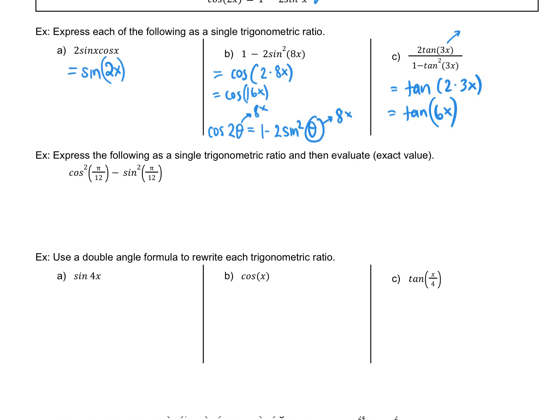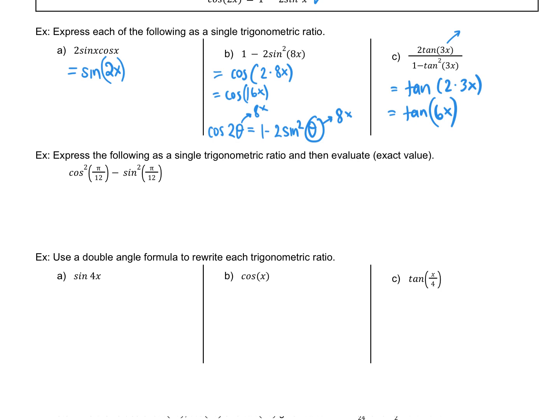The next one, express the following as a single trigonometric ratio and then evaluate the exact value. Cos squared of pi over 12 minus sine squared of pi over 12. Now, pi over 12 is not one of our special triangle angles, so if I tried to use it, I would not be able to get an exact value.